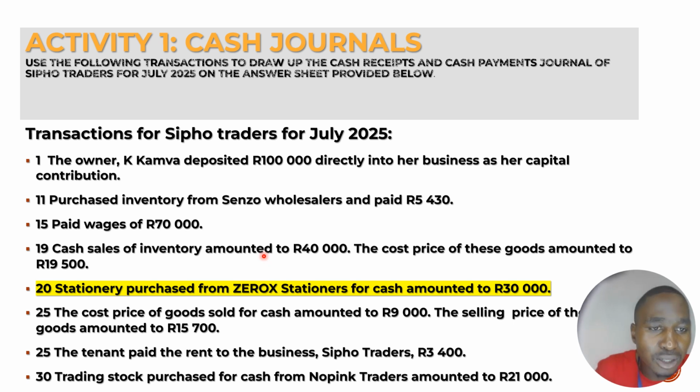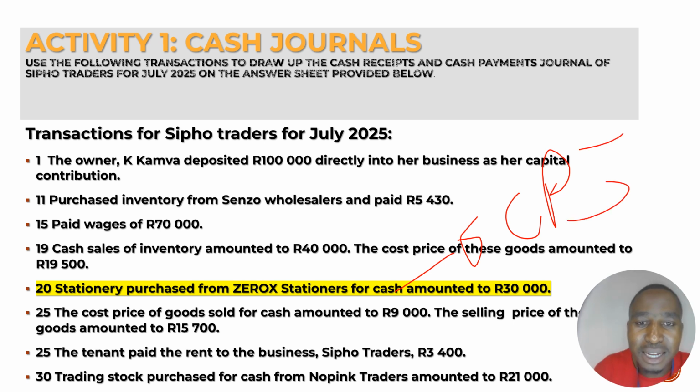Now let's go into another transaction on the 20th of July. They are saying that on the 20th of July, stationery was purchased from Xerox Stationers for cash and it amounted to 30,000. So now the first question to ask yourself, where are we recording that transaction? We are recording that transaction on the CPJ.